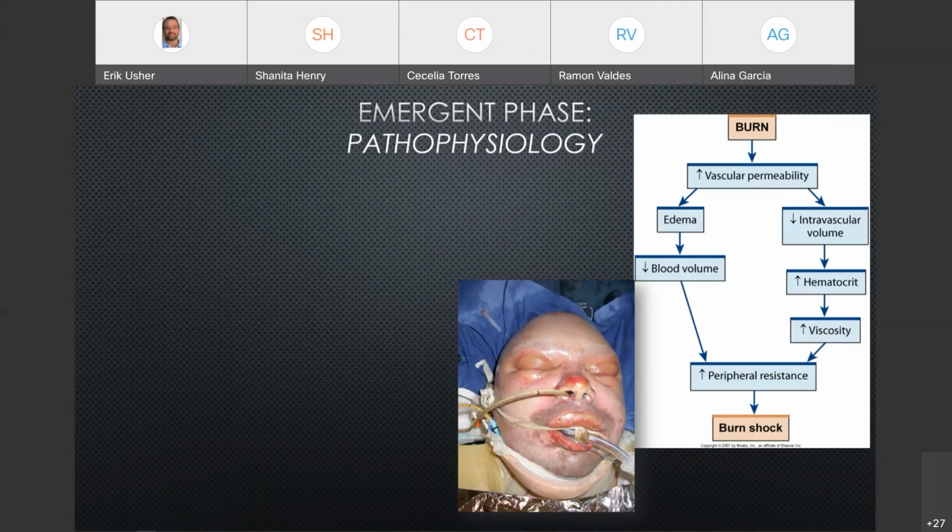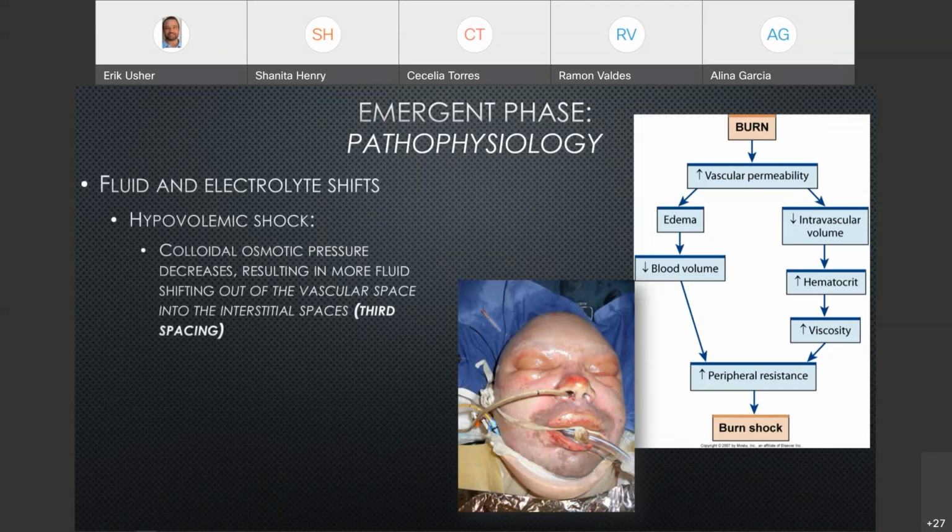That vascular permeability causes edema. It also drops your intravascular volume. That leads to an increase in hematocrit. That increases the viscosity of the blood, and that increases peripheral resistance. That edema is the same thing. It drops your circulating blood volume, which increases peripheral resistance, and that's what leads to the ultimate shocky state of these burn patients. They become hypovolemic through two different pathways, and they get hyperviscotic.